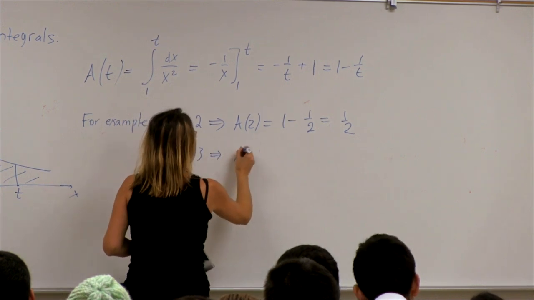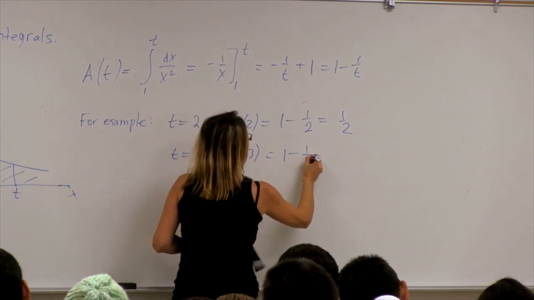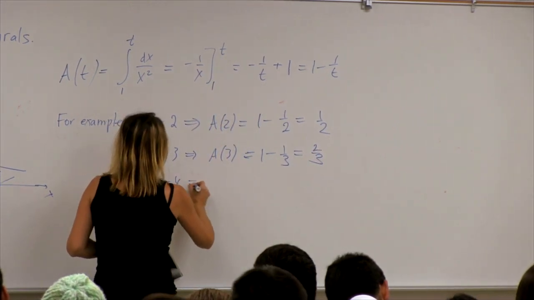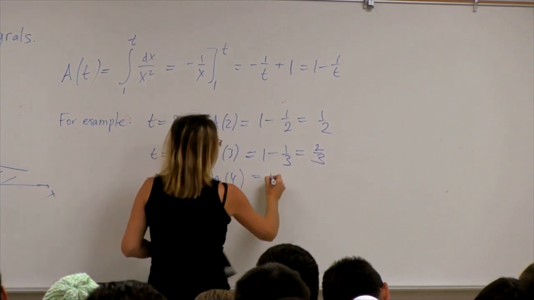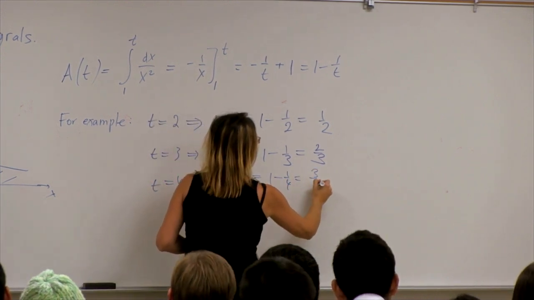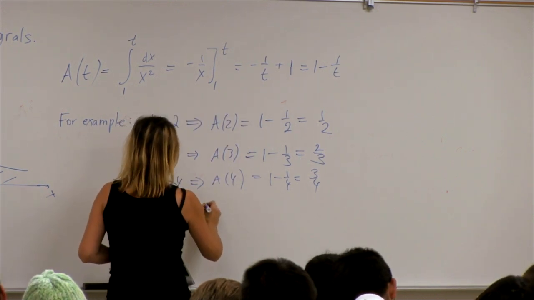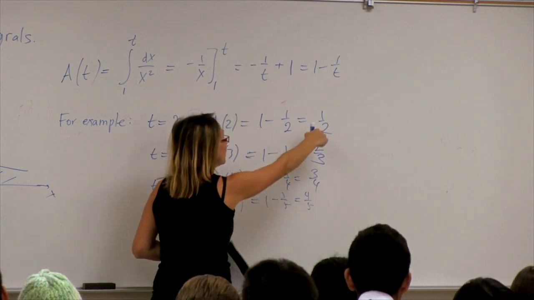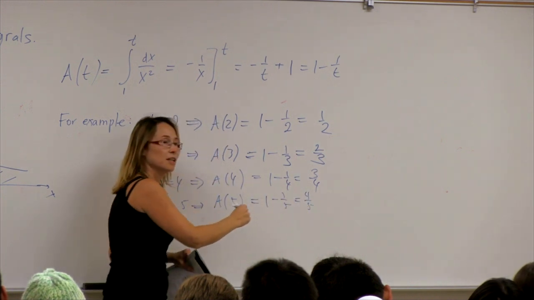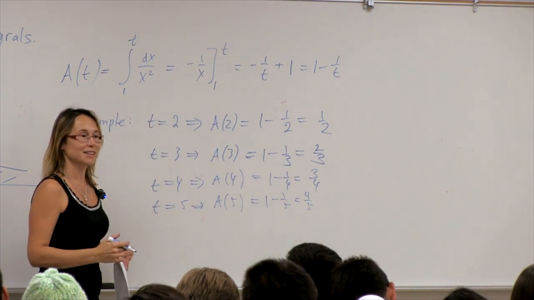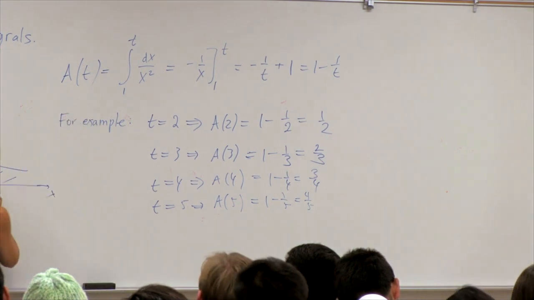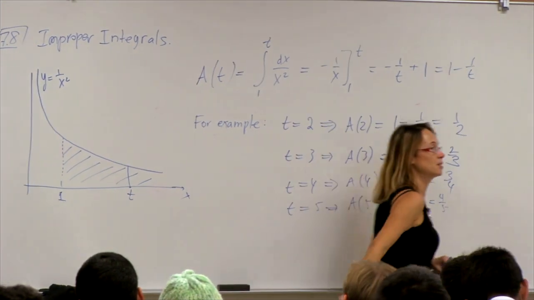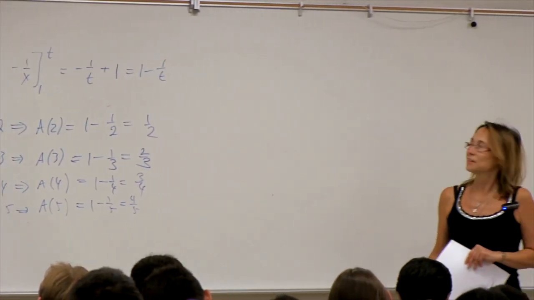T equals 3. The area is 1 minus 1/3. So it's 2/3. T equals 4. A of 4 is 3/4. Okay, 5. A of 5 is 1 minus 1/5, which is 4/5. So we have 1 half, 2/3, 3/4, 4/5. You can see that it gets bigger and bigger, but it has a finite limit, right? As I shift this boundary to go from 2 to 3 to 4 to 5, the total area increases, but you can see that it doesn't increase without bound. Where is the limit? 1, right?